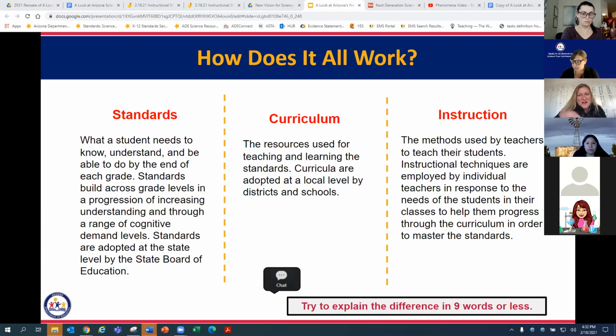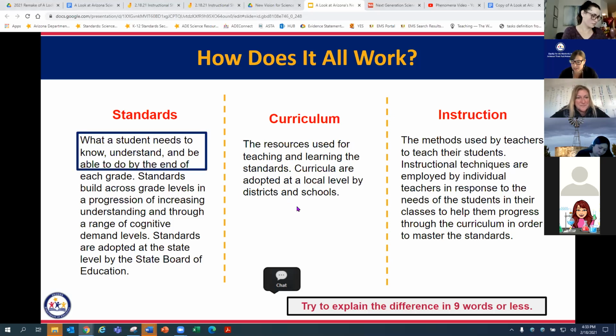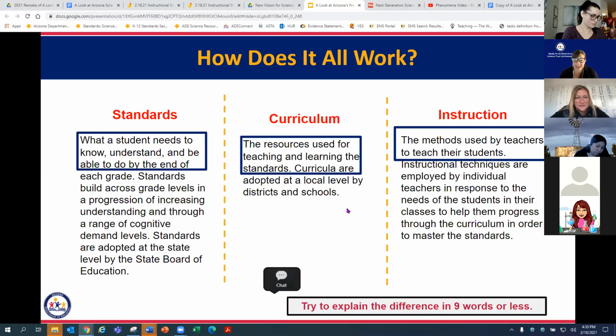Excellent. What do they know? How they'll learn it? Tools to help them understand? Board adopted school teachers. I like it. All right, good. And as you're writing in the chat, and everybody can take a look at the trends and see what people are doing in the chat, I'm just going to push us along and go over it real quick. Standards are obviously what the students need to know and understand, be able to do. Curriculum are those resources, and instruction are the methods.